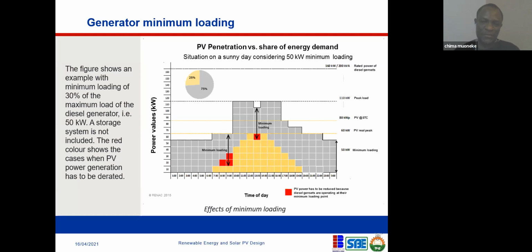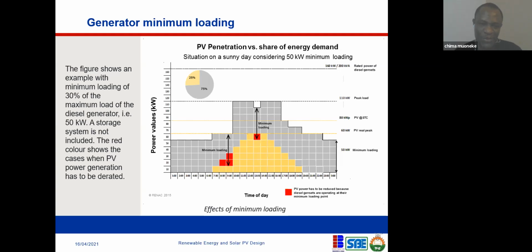So let us now look at our example, integrating this minimum load. The figure shows an example with a minimum loading of 30% of the maximum load of a diesel generator. That is 50 kilowatts. So the generator we have here is 160 kilowatt output active power. If you take 30% of it, you get about 50 kilowatts. So at all times, this generator must be powering a 50 kilowatt load. Now, a storage system is not included.